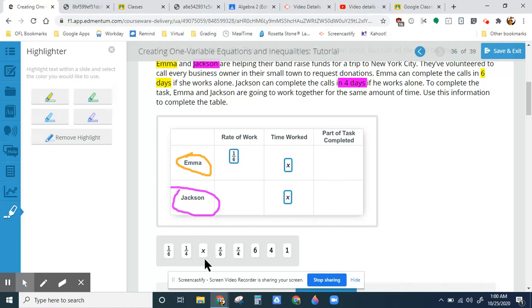And then Jackson, it takes him a fourth. Every day he's doing a quarter of the job. So after 4 days, he does the whole job. That's one number. So when we do this, it's the rate of work times time. Work is how long it takes for it to be completed. So this times this equals that.